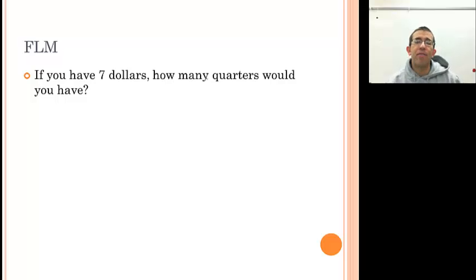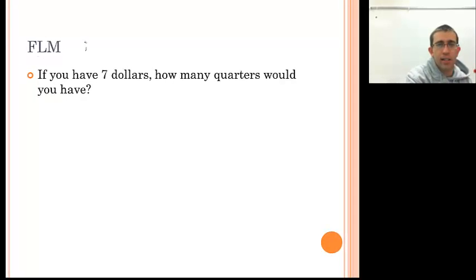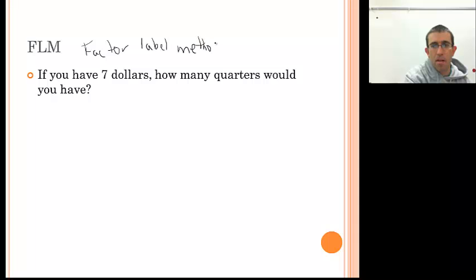Alright, FLM. This stands for factor, label, method, also known as dimensional analysis if you look at other books sometimes, or when you go to physics. Factor, label, method. We did this at the beginning of the semester. Now we're reintroducing it. Factor, label, method is how we convert.